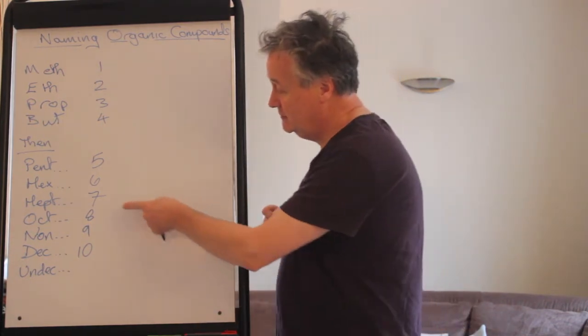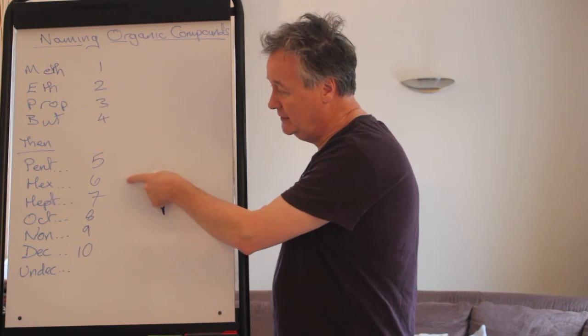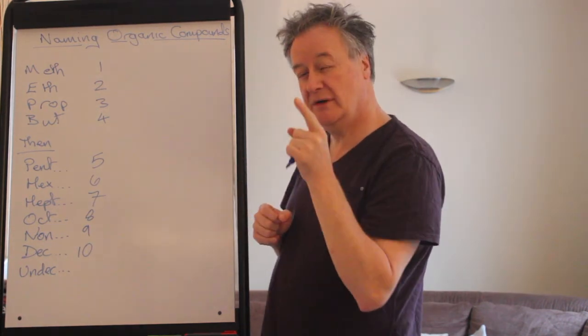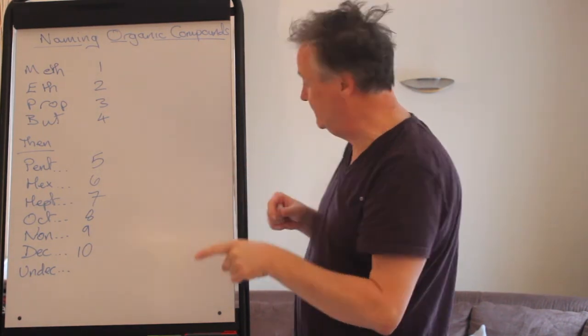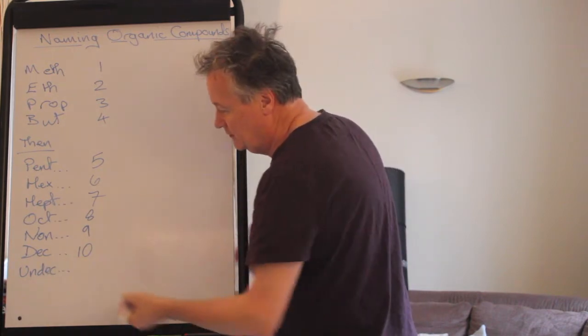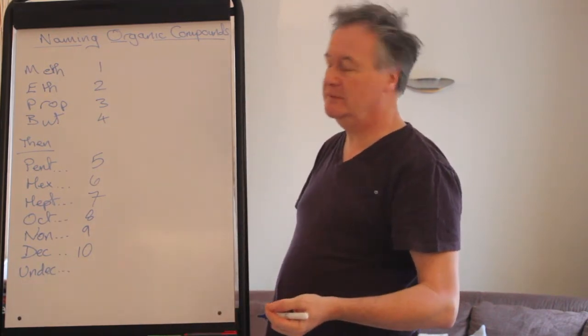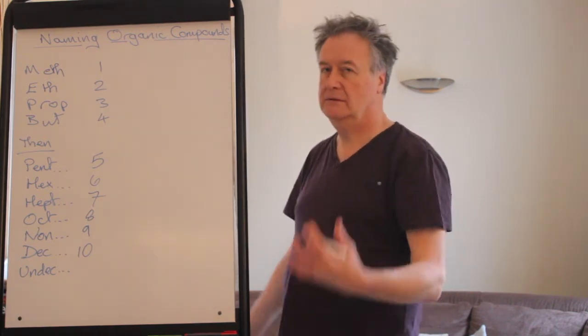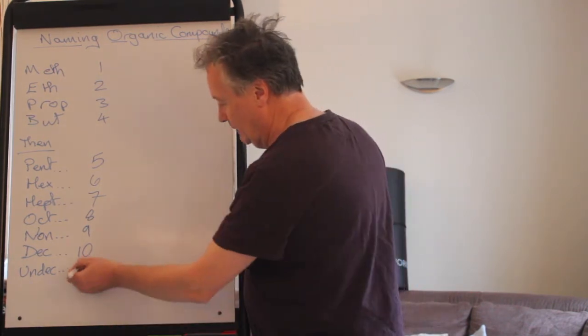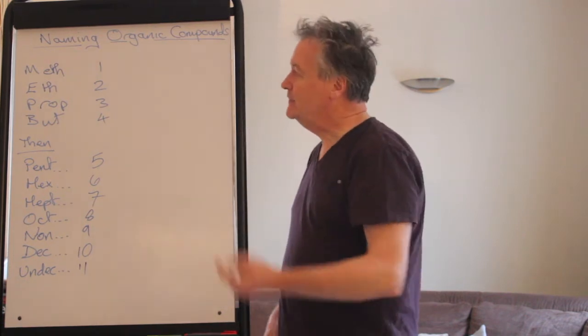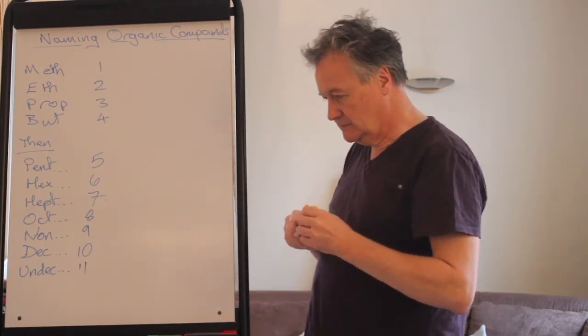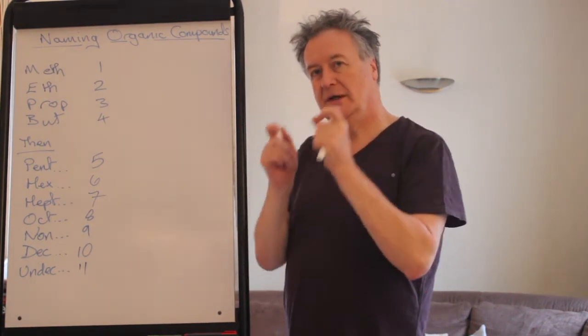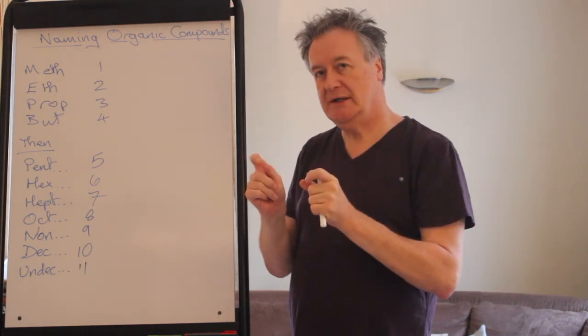In fact, most A-level courses don't have molecules with names past 6, but you need to be aware just in case. And then once it goes past dec, it gets a bit more cumbersome because it goes undec, dodec, tridec. Too many to think about there, but undec is 11. So these are the way to specify the length of the longest chain.